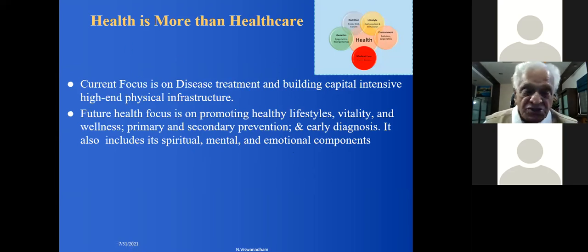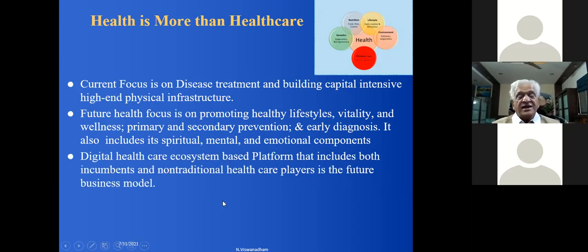So your platform, which I'm going to tell you, takes care of all these kinds of things. So, a digital healthcare ecosystem-based platform that includes both incumbents and non-traditional healthcare players in the future business model. Now, I'm talking here of business model because this is like a management seminar. A business model is, you want to have a hospital, you want to make money, you want your customers, who are the patients and the doctors, to be happy and they get the valid treatment and so on. So, digital healthcare system-based platform. Incumbents means the current doctors and non-traditional healthcare players.